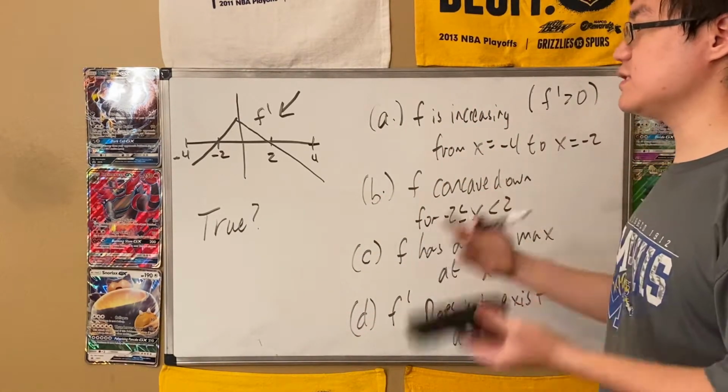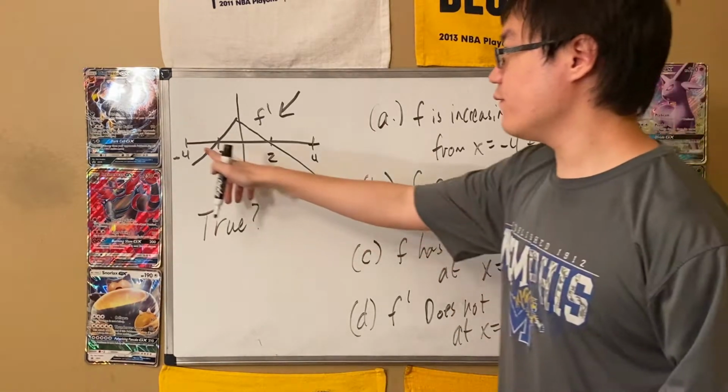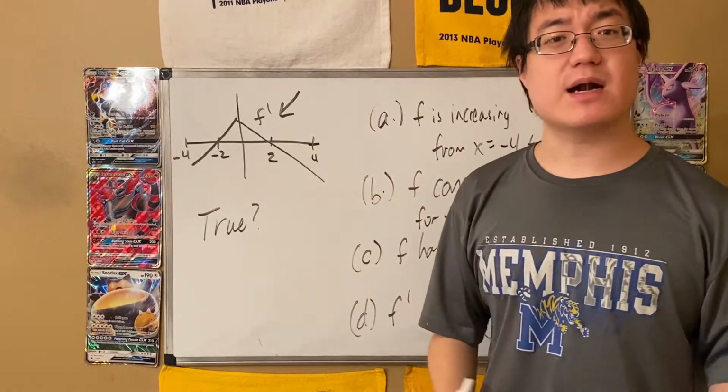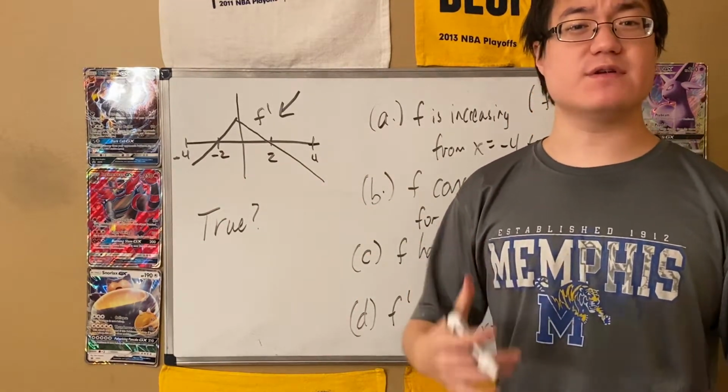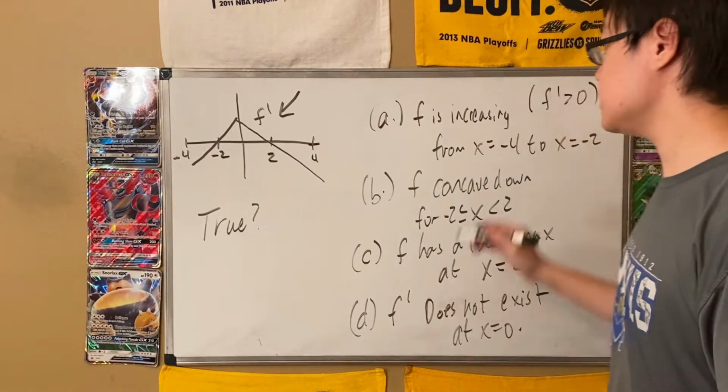So I look at the graph and see where f prime is positive from -4 to -2. Well, if you look at from -4 to -2, f prime is negative, so that means that f is decreasing in that interval. So that means that can't be the answer.